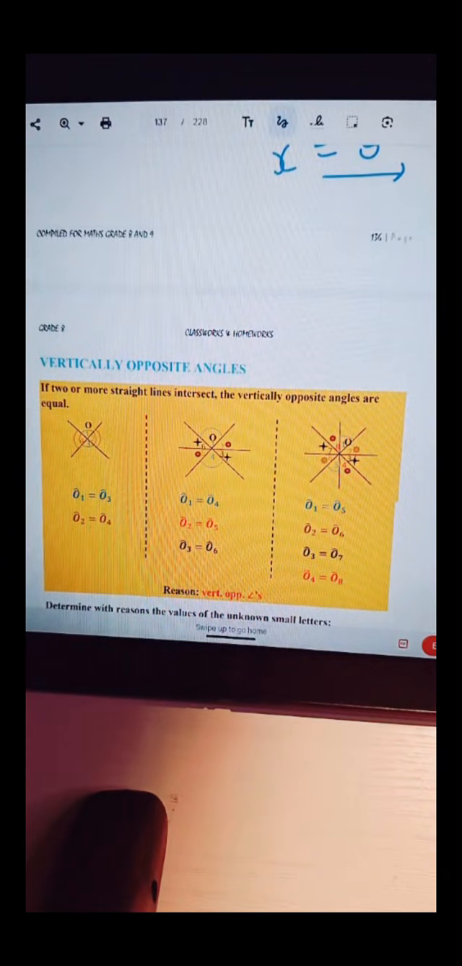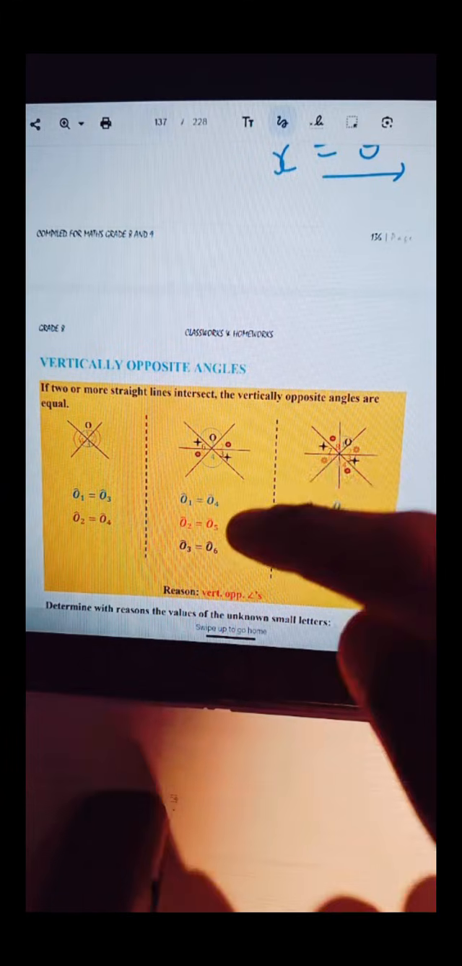If two or more straight lines intersect, the vertically opposite angles are equal. Okay, so here, this line, you see, it's not straight. Look at this one. You see? So that's why Z is not a vertically opposite angle to X.